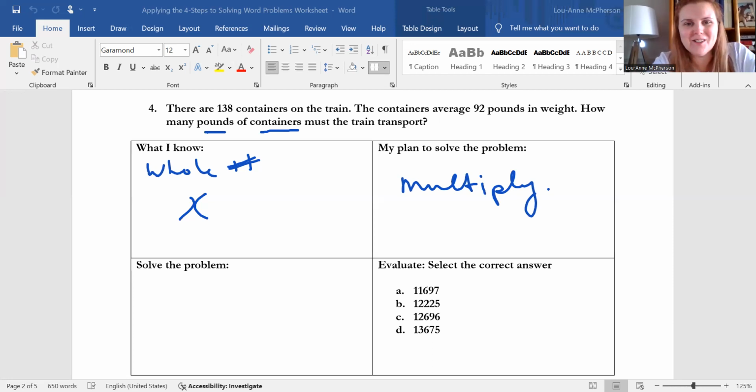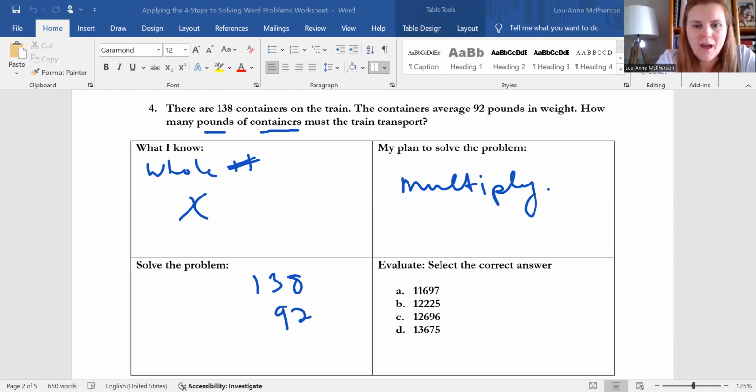And now that we know how to do that, we're going to go ahead and just do the math. So 92 by 138, I'll do the math for you and I'll show you how to set it up, okay? So when you're multiplying, you want to put the number with the most digits on top. So 138 goes on top, and then put the second number down below and make sure that you align those numbers.